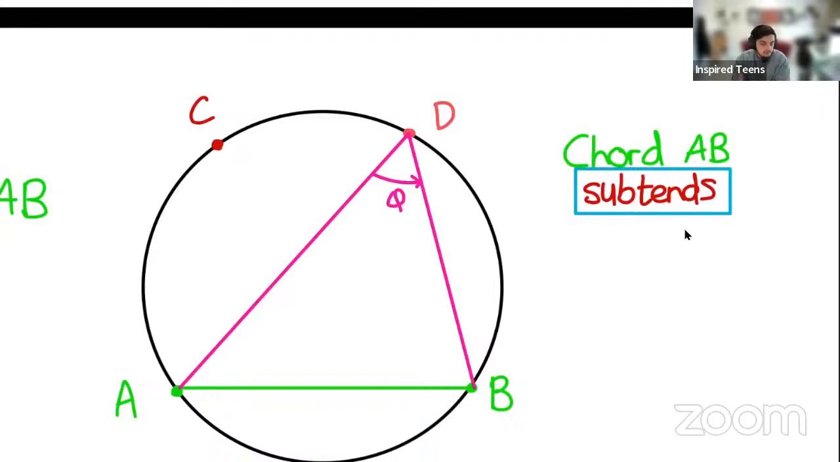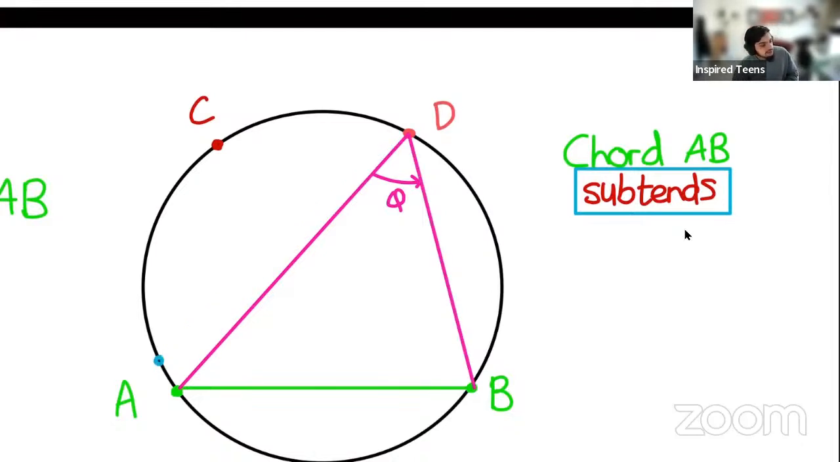I think you can all agree with me that angle theta was created by the lines drawn from A and from B towards D. In that case, we can say that chord AB creates angle theta, because it originates from chord AB. If it originated from another point, it would create a different angle. So chord AB actually subtends.